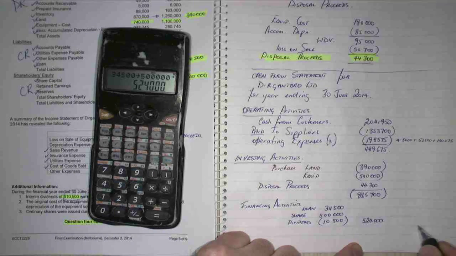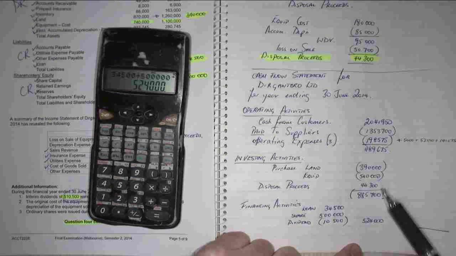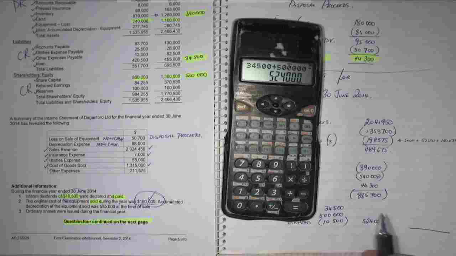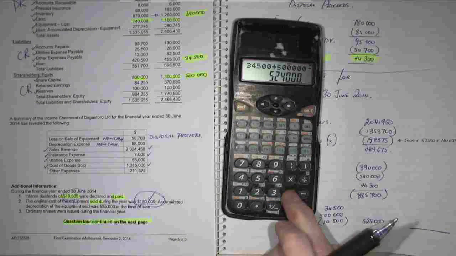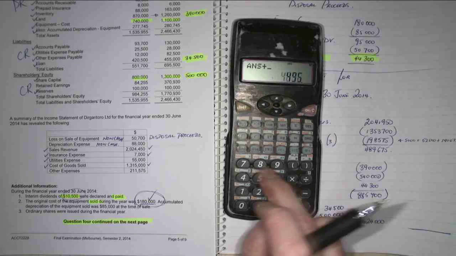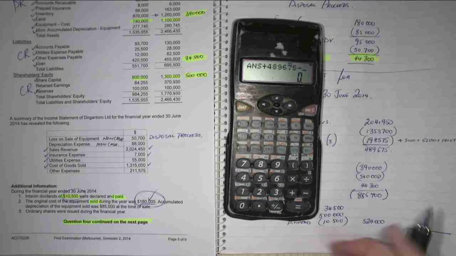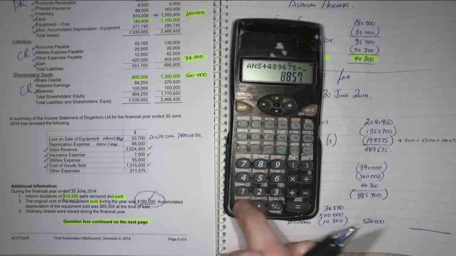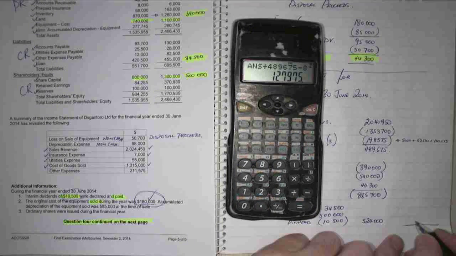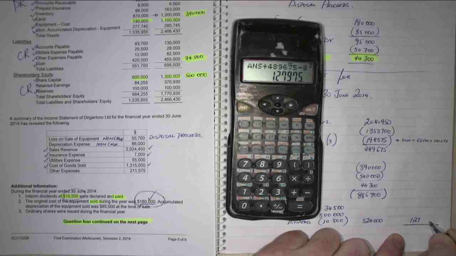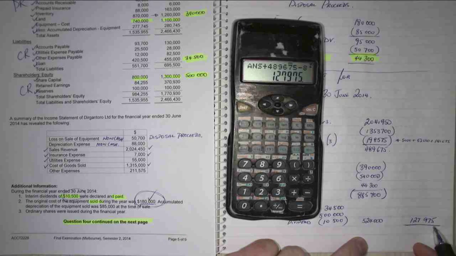Now what I'm looking for is a total cash flow. So I'm going to add this number plus this number plus this number, well, in a certain way. 524, I've already got in there. I'm going to add in my 489,675 minus my 885,700. That gives me 127,975. So that's my net cash flow.